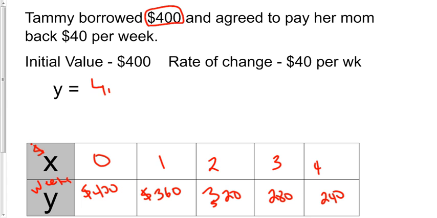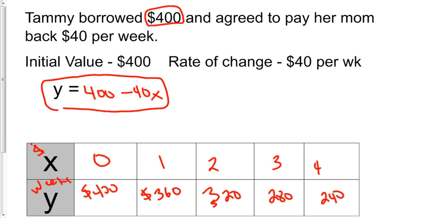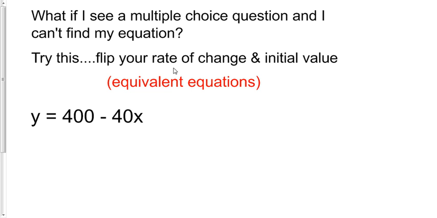So let's try this. Here's the $400 she borrowed, and we're going to subtract $40 every week. So it'd be 400 minus 40x. There we go, 400 minus 40x. And there's your equation. Now, let's say that you built your equation, you try to find the answer on a multiple choice quiz or test, and you can't find it. We'll try this. Here's our equation.